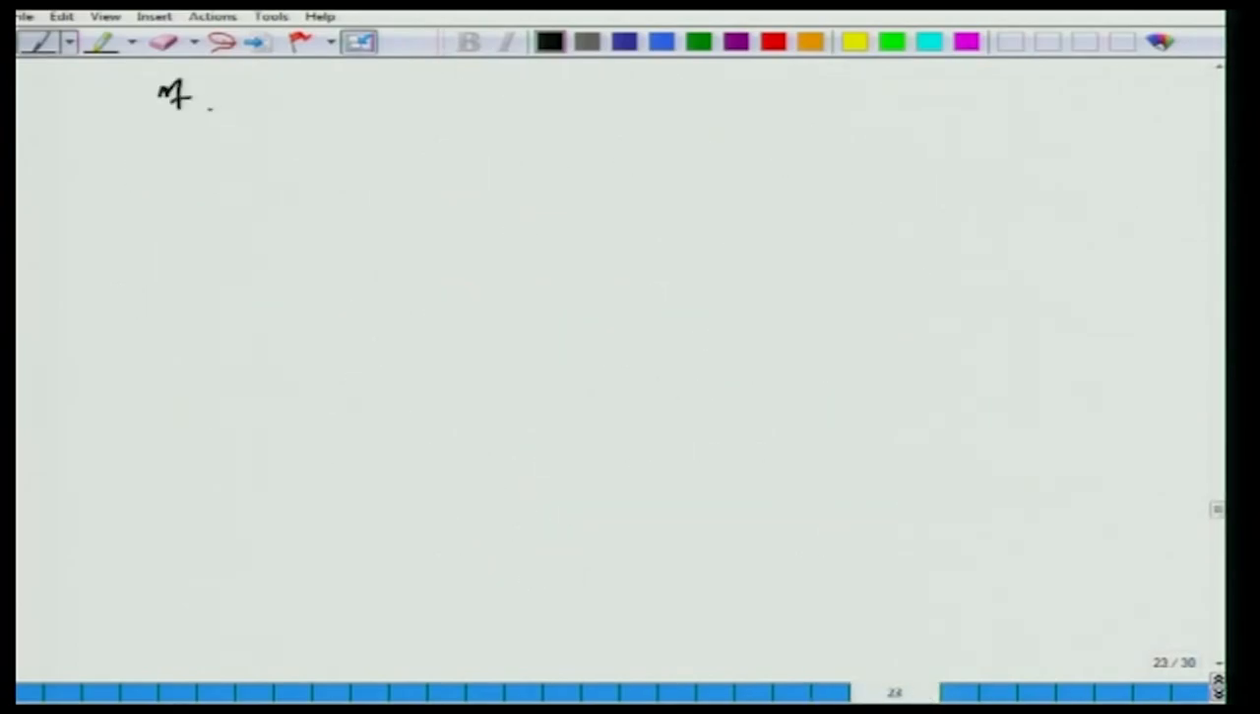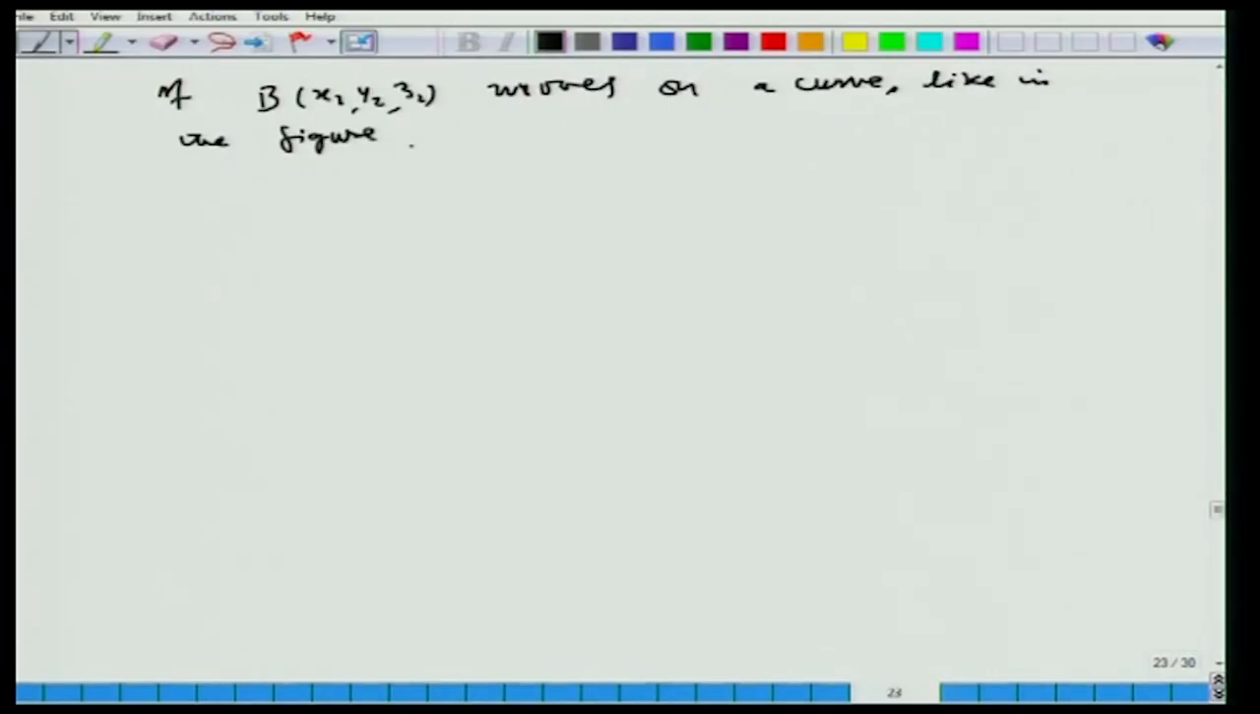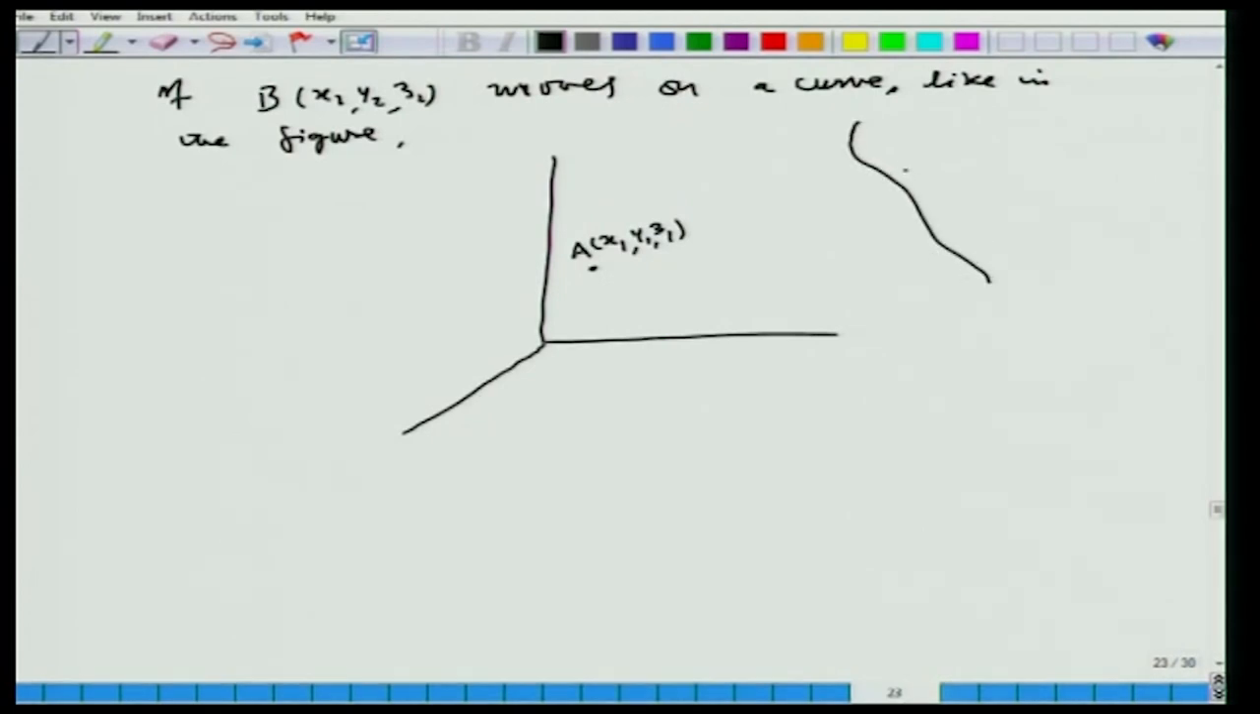If this B, x 2 y 2 z 2, moves on a curve, like in this figure, so here A is like this, that is x 1, y 1, z 1, and this B is moving on this curve in 3 dimension, that is parameterized by, so like this. So, B is parameterized here x, phi of x and psi of x.